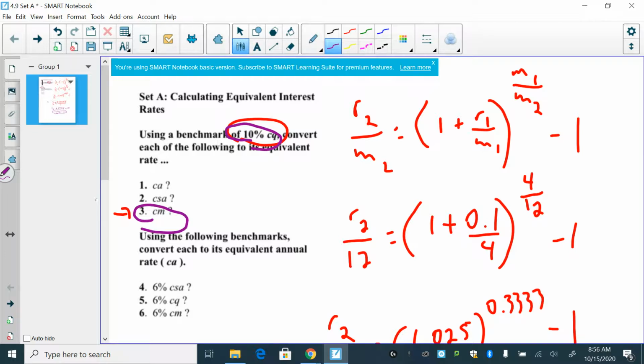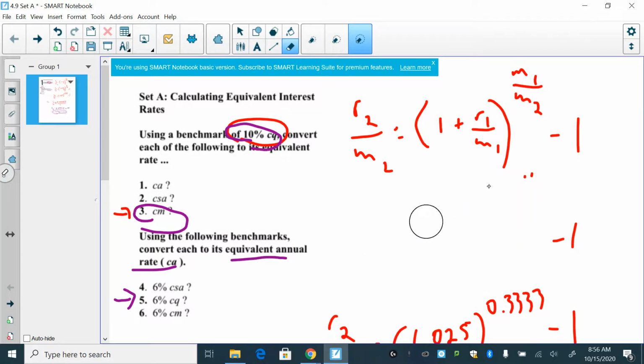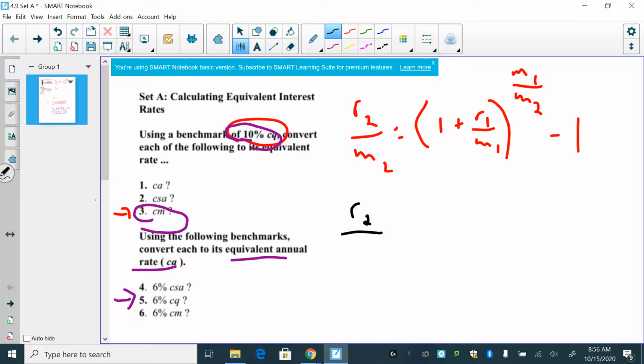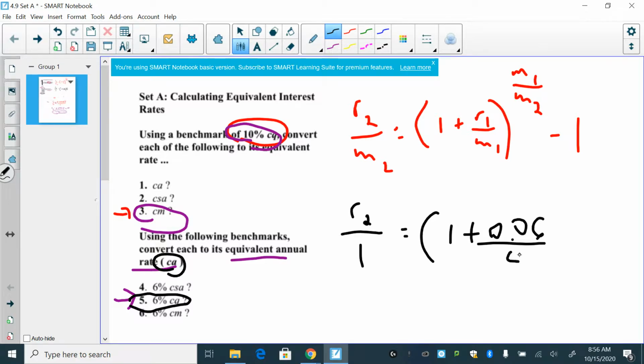Okay, let's do one more. Let's look at number 5. We're saying use the following benchmark, convert each to its equivalent annual rate. All right, so let me just erase this part. Remember, we're solving for R2 for all of these. So I'm going to write R2, the new one. What's the new one? I want it to be annually. So my M2 is 1. What's my original? Number 5 says right here. 6%, 0.06, and originally it's compounded quarterly.